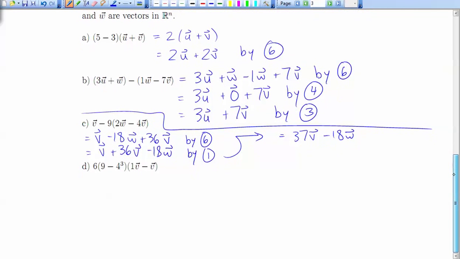And as for the last one, if I just take a look at the last little bit there, I can see that this is 6 times some number. This is all a scalar. But I have over here v. 1 times v is v, minus v. So that's by law number 8. And then v minus v, well, by law number 4, that's the 0 vector.